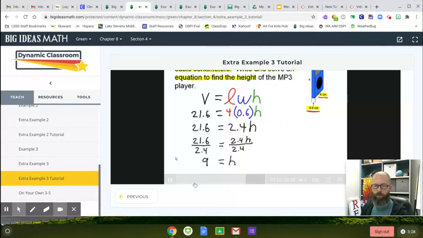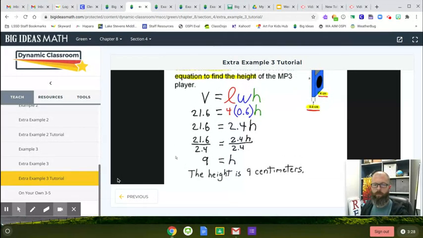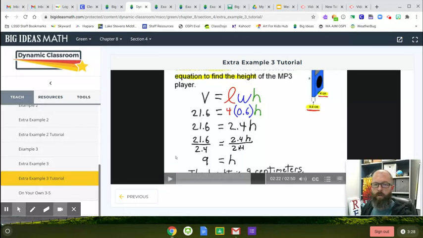To review what we did in the problem, that's exactly what we did before. Just remember that 2.4h means multiplication, so you're going to divide to undo it. You do the inverse operation.